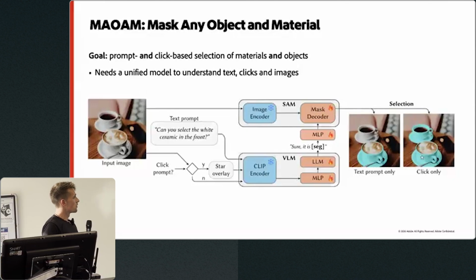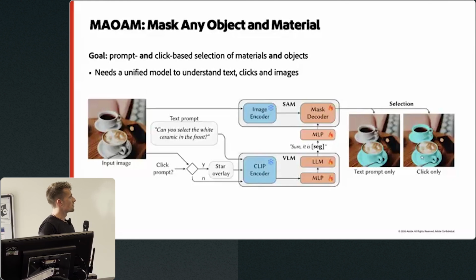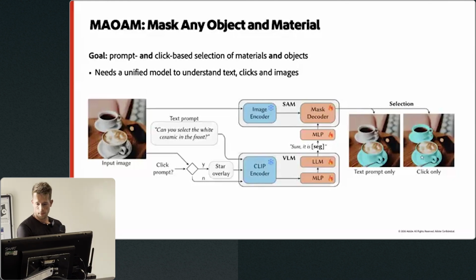And the image goes through an image encoder. This is a standard SAM model from Meta, with the mask decoder being conditioned by the segmentation token and then outputting those two masks.